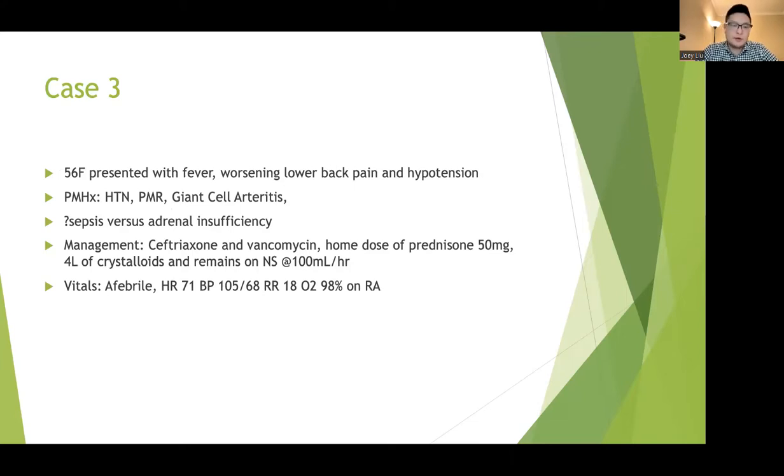So the team looking after her felt that, again, this could be something related to infection versus adrenal insufficiency from her chronic steroid use. For management steps so far before I saw her, they gave her, again, good antibiotics, kept her on her home dose of the prednisone, and she was given 4 liters of crystalloids and still remains on an infusion at 100 mL per hour when I saw her. Her vital signs appear quite hemodynamically stable, and she was breathing on her own, achieving good oxygen saturations.